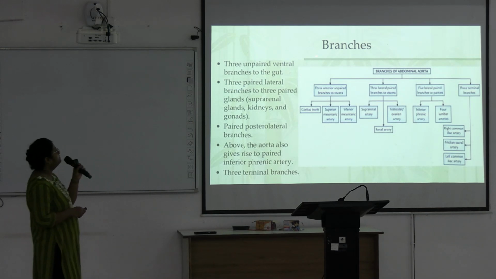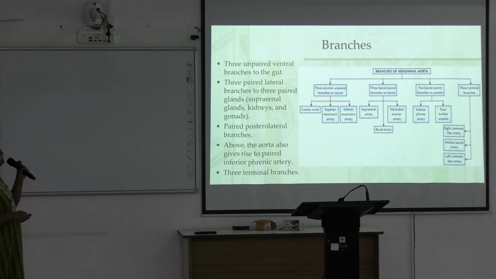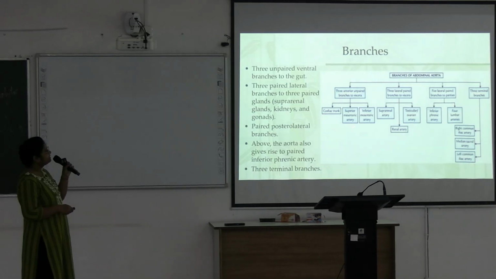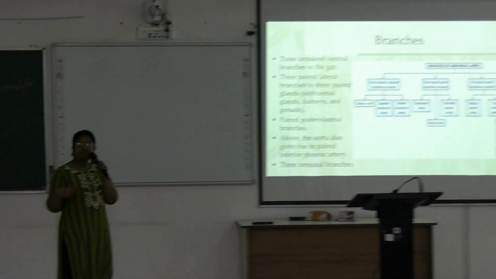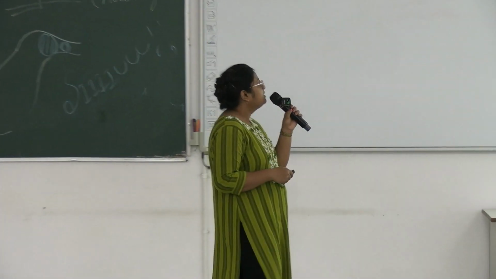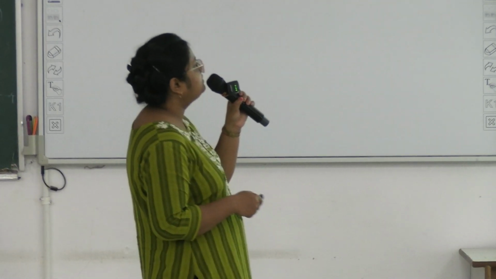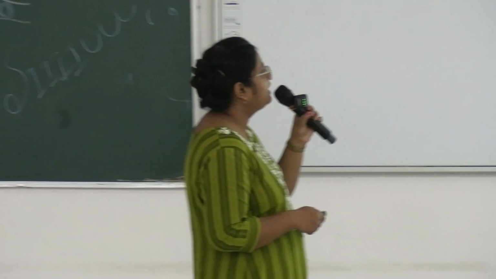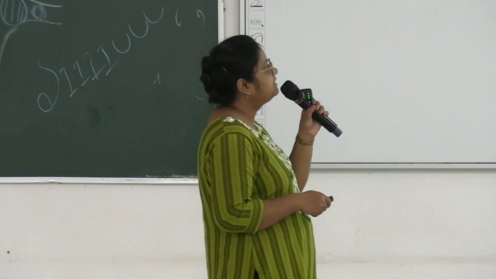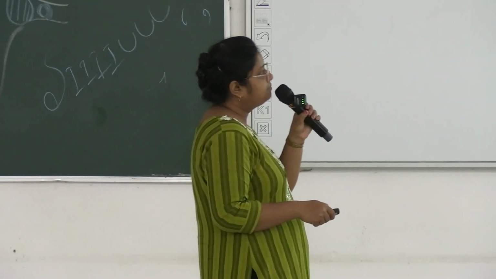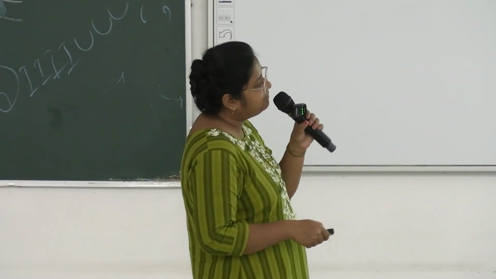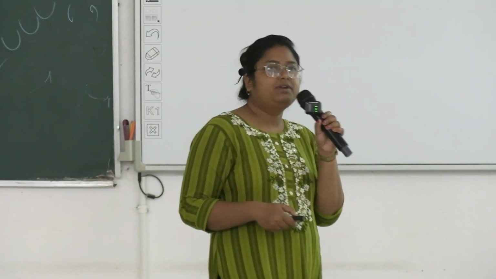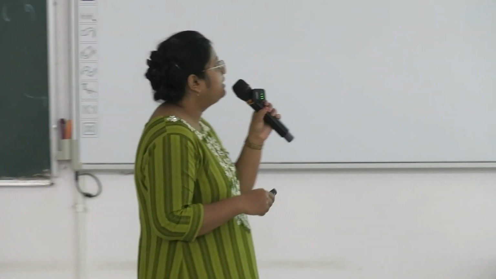there are three unpaired ventral branches to the gut. These are the ventral branches: celiac trunk, superior mesenteric, inferior mesenteric. You have discussed these three in details. And three pairs of lateral branches to three paired glands: suprarenal gland, kidneys, and gonads. Okay, so suprarenal artery, renal artery, and gonadal artery. Gonadal artery may be testicular artery in male, ovarian artery in female. They are paired lateral branches, three pairs of lateral branches.